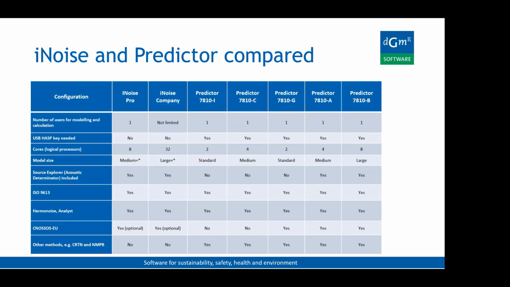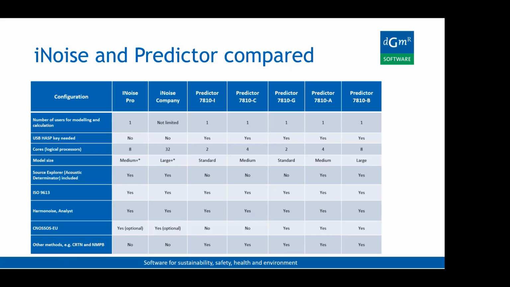I know that many of you will know the Predictor software also. So how do they compare? How does iNoise compare to Predictor? I've made a table. Here are the two main configurations of iNoise, the iNoise Pro and the iNoise Company, and here are the 5 configurations of Predictor. Of course, the iNoise Company is a very convenient configuration because you've got an unlimited number of users for modeling and calculation, while all the other configurations are only for one user. Also, iNoise does not need a USB dongle, while Predictor does need a USB dongle.